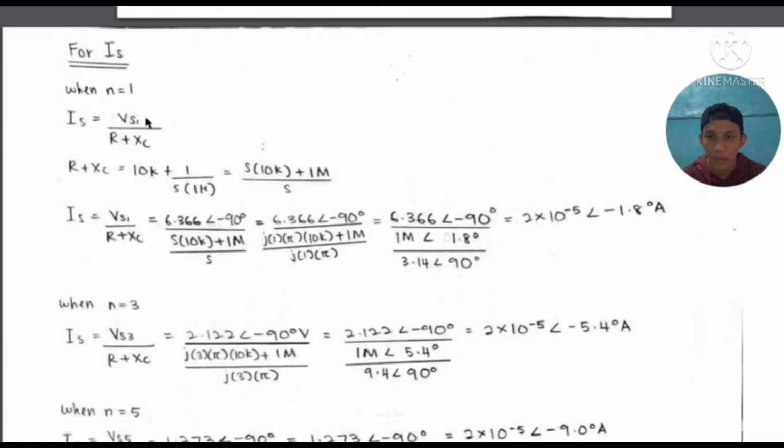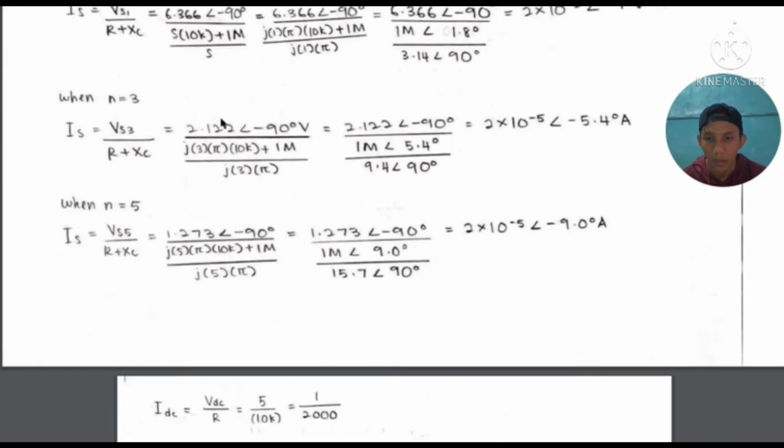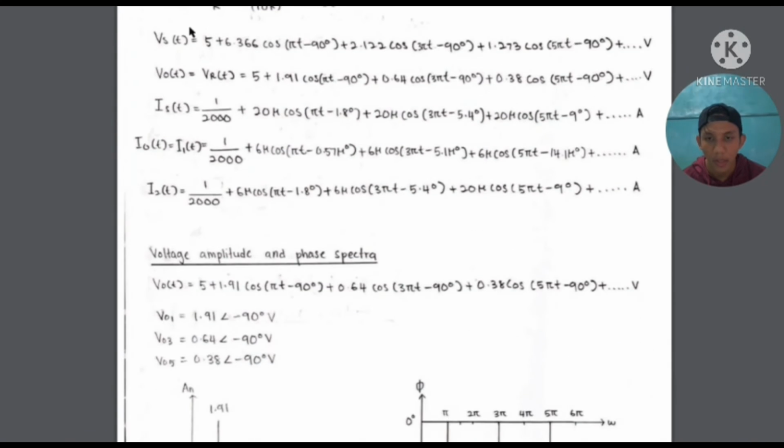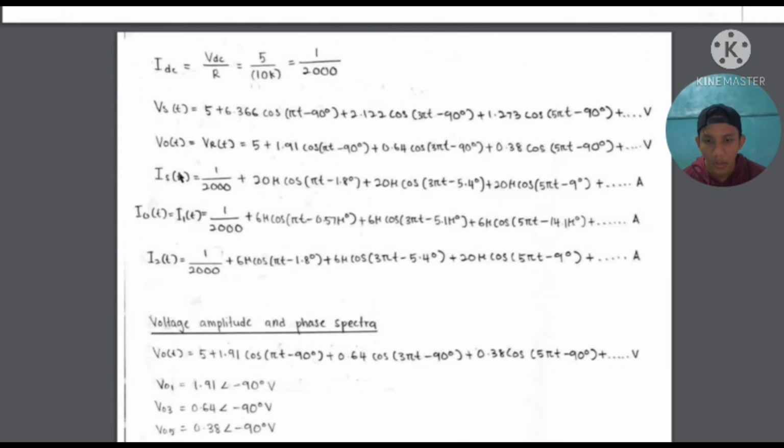So for I source, Is equals Vs1 divided by resistance plus capacitance. So we find for N1, N3, and N5. After we got the answer, we list down all the answers here. You can see this is for Vs, V0, I source, I0 which is equal to I1, and then I2.